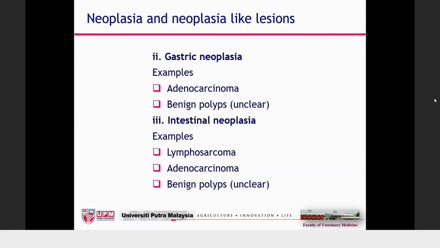Well, the neoplasia in the small intestine actually involves more secondary rather than primary tumors. Like lymphocytoma is more a secondary tumor in the small intestine. Similarly, also adenocarcinoma. Occasionally, in the intestine they might also have benign polyps.